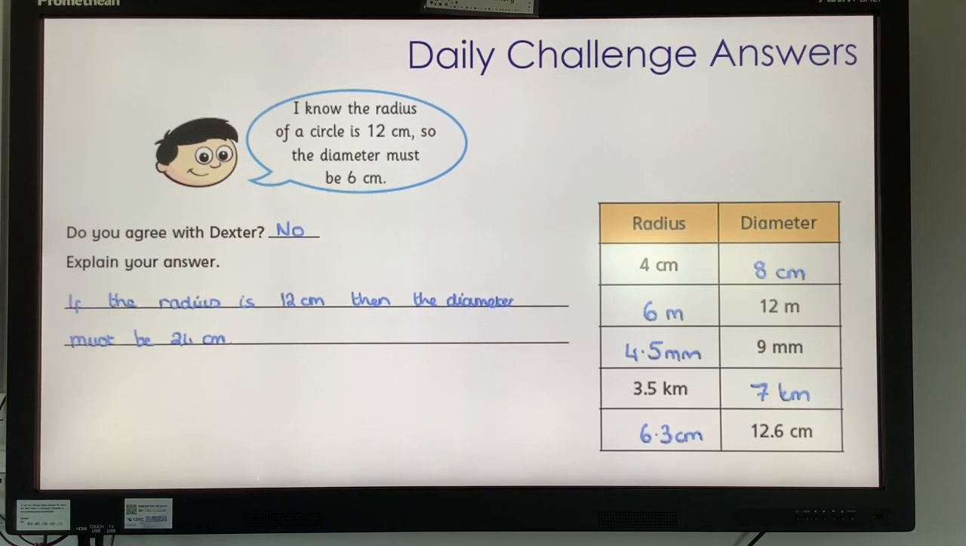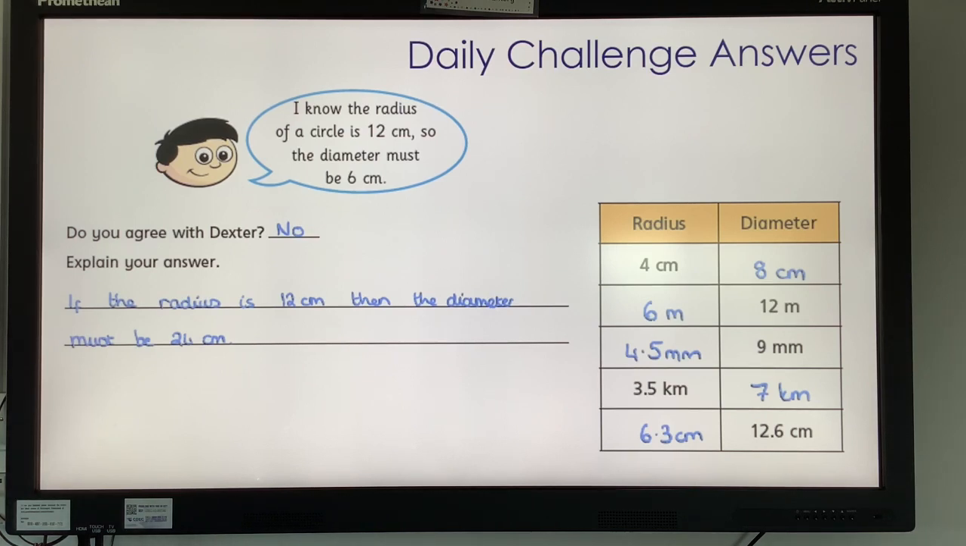Then, Dexter. Dexter said, I know the radius of a circle is 12 centimetres, so the diameter must be 6 centimetres. He's wrong. Dexter's misunderstood. If the radius is 12 centimetres, as it is for his circle, then the diameter must be 24 centimetres, because the radius is half of the diameter. He's got it the other way around, and he's halved the radius instead of doubling it.